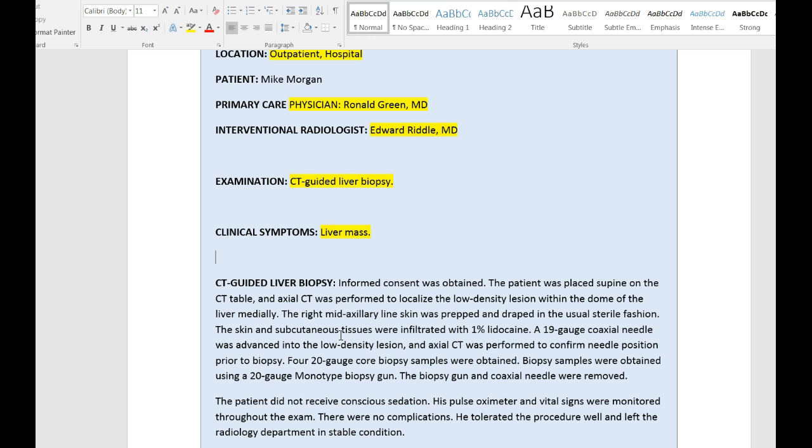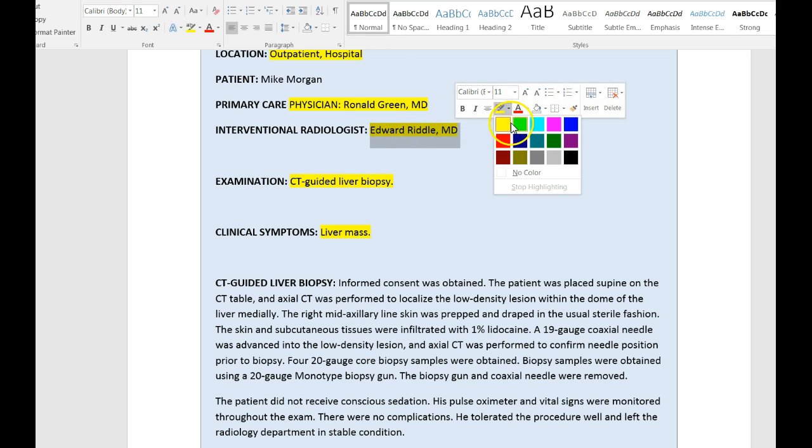We see that the location is outpatient hospital. We see who the patient is, but that's not important today because we're only coding, we're not billing. We see who the primary care physician is, but in this case, since it is a radiology service, the actual provider providing the service today is the radiologist.